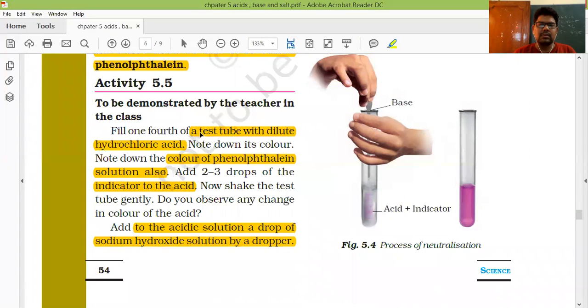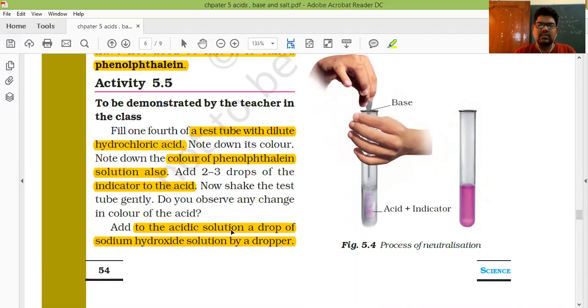Fill one-fourth of a test tube with diluted hydrochloric acid. That means HCl. Note down its color and note down the color of the phenolphthalein solution also. And add 2 to 3 drops of the indicator to the acid. And we shake the test tube gently. Do you observe any change in the color of the acid?